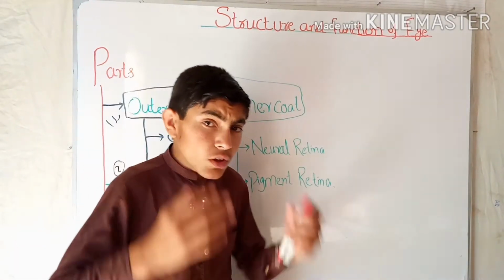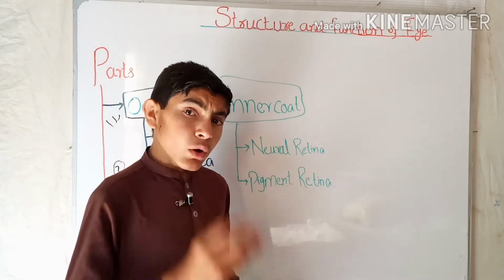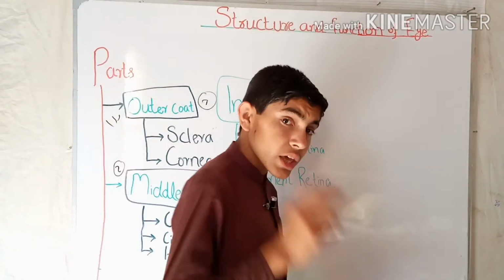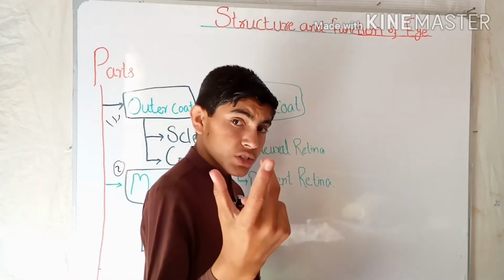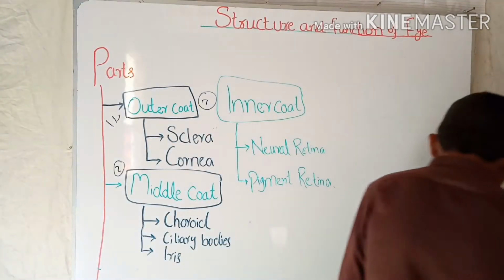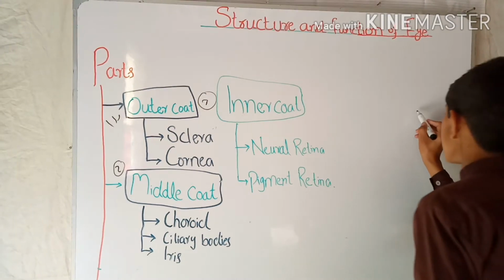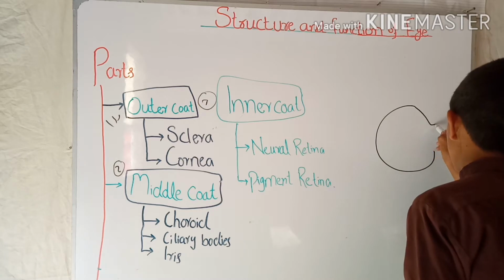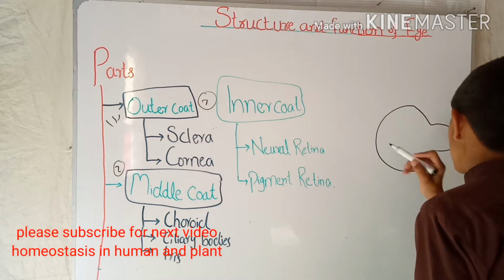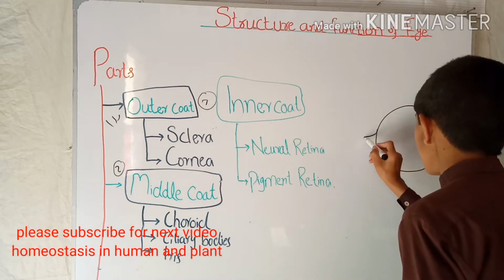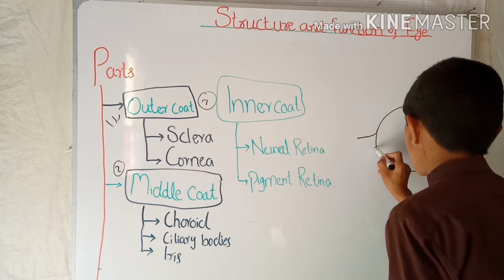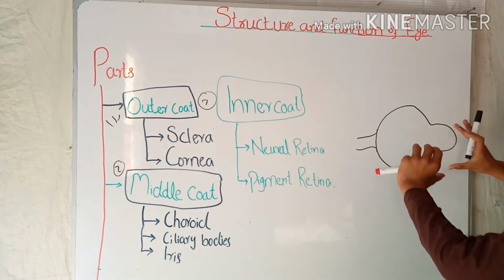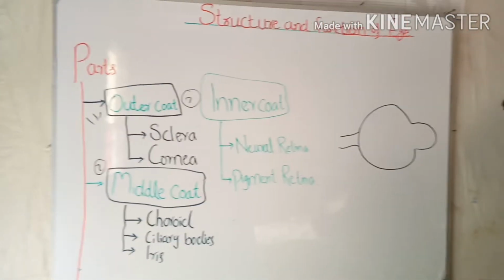Okay, these are our eyes. If I put one eye on this board, you will see the internal structure of the eyeball. So you can see here. Okay, our eyes have three main layers.